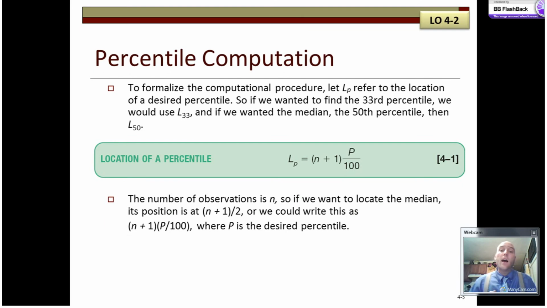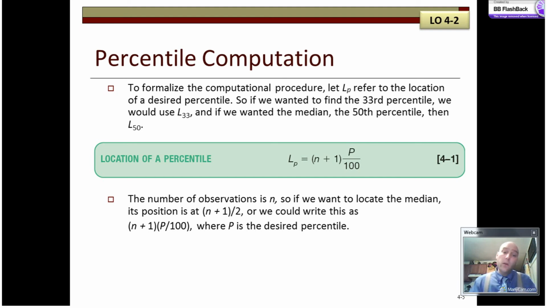The percentile computation, again, is pretty straightforward. It's formalized like this. To formalize the procedure, we let L sub p refer to the location. If we wanted to find the 33rd percentile, we would use L33 for the 33rd percentile. In other words, what location does 33% of all of our data fall below? If we wanted the median, we'd look for the 50th percentile. 50% of all of our data falls below this value.